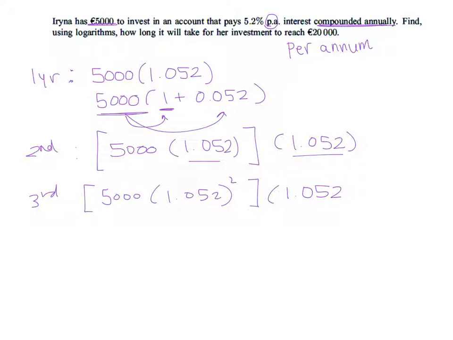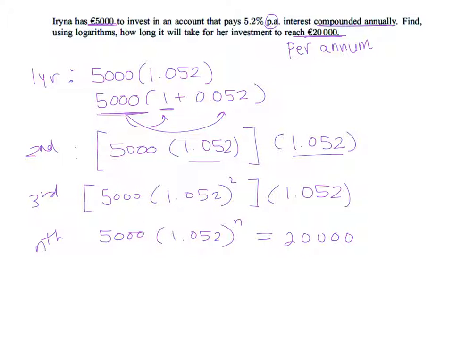So we can generalize this with the nth year. Nth year, she's going to have 5,000 times 1.052 raised to the nth power, which needs to reach at least $20,000 or euros, so that's equal to 20,000. All you need to do now is solve for n.